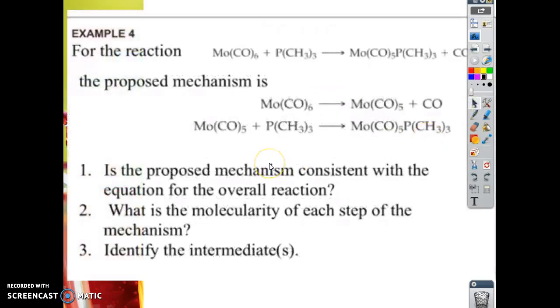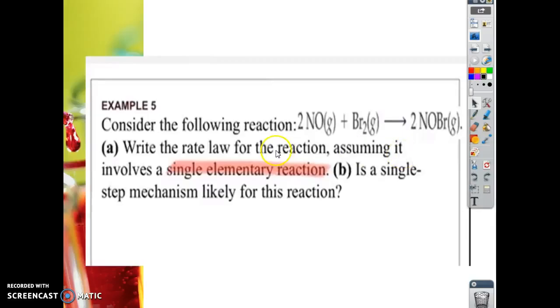So try this one, and pause it, your final answer is going to be my equation does match if I go back and cancel. What's my molecularity? Well, 1 went in unimolecular, 2 went in here bimolecular. What was my intermediate? MoCO5. Should be able to figure that one out. Do the same thing here. Pause it, try to figure it out, come back.